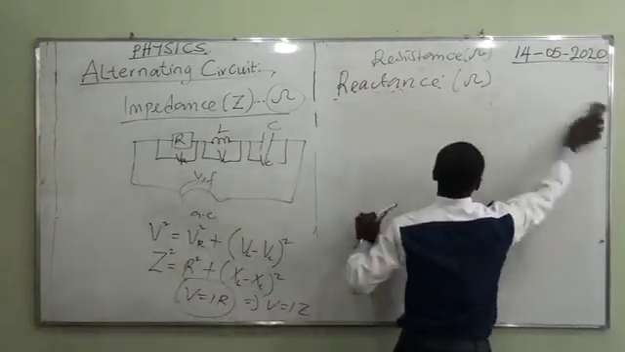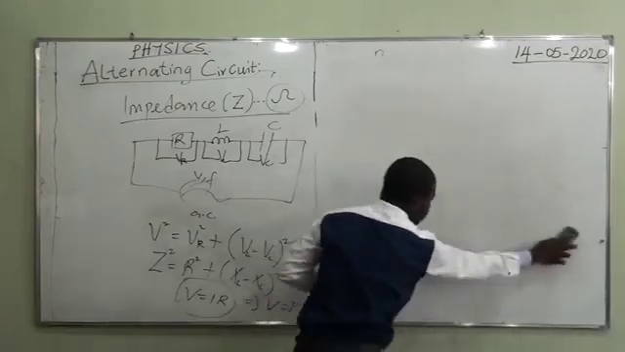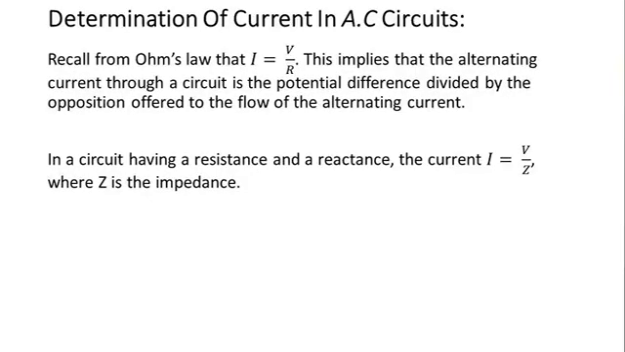Remember what I've told you? Impedance is the overall opposition to the flow of current in a mixed AC circuit. Okay. Here we have determination of current in an AC circuit, and exactly what I have told you, because we don't have much time to dwell on this again.